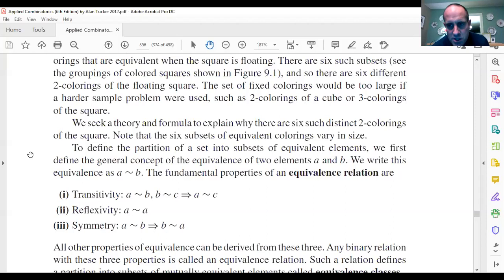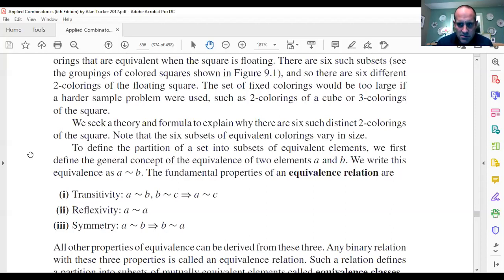Now, I just want to remind you what an equivalence relation says. Okay, so we have a set of elements. In this case, it's colorings. And we write A twiddle B, right? That means they're equivalent. And it has to satisfy three things. First of all, every element has to be equivalent to itself. Clearly, that's true for the colorings of the square, right? Every single coloring is equivalent in the way that we're thinking about it to itself.